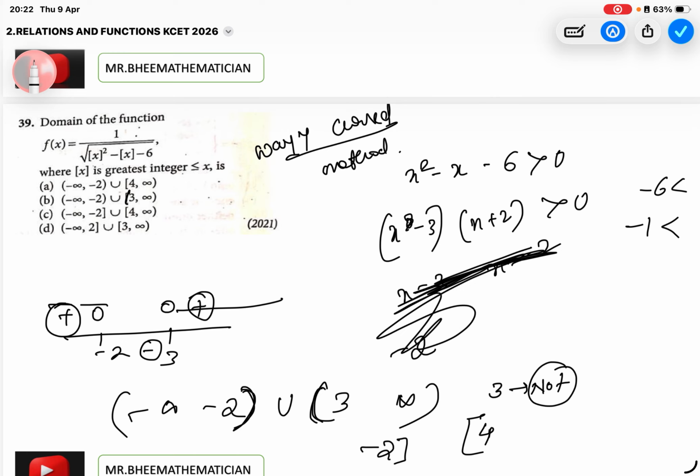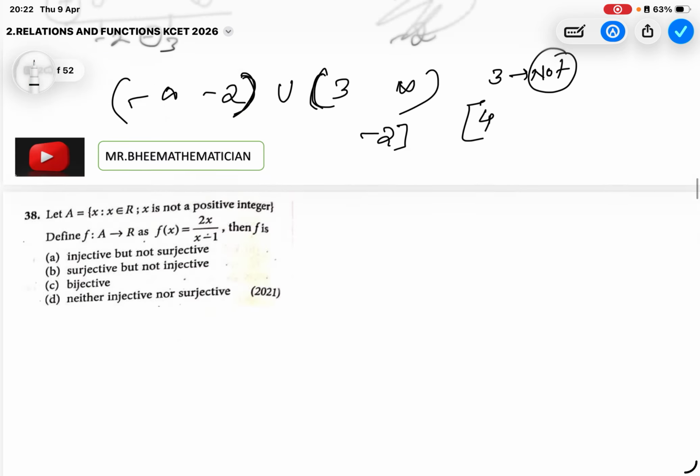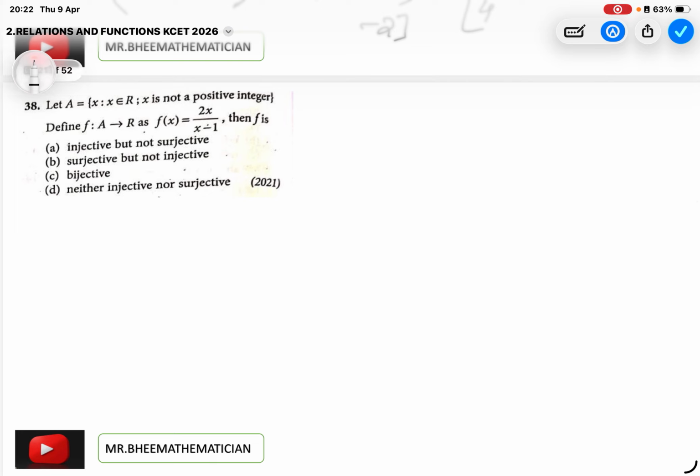Question number 39, A is the answer. So minus 2 is top, and it started from 3, then it is closed interval 4. And next question number, this one.